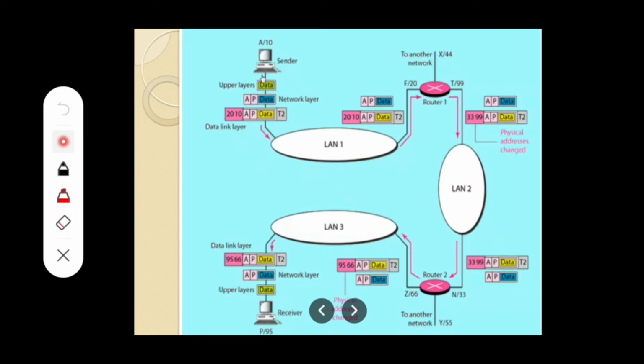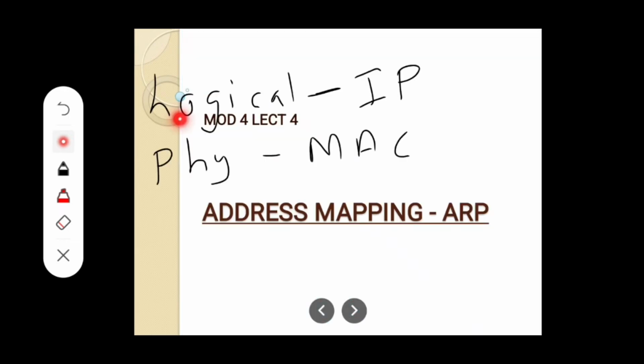Okay, so the summary is that in order to transfer a datagram from one node or router to another host or router, we require two types of addresses. What is that? The first one is the IP address and the second one is the MAC address. Okay, so IP address is called the logical address and the MAC address is called the physical address.